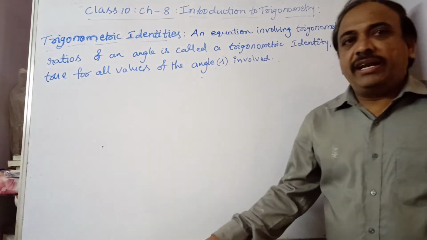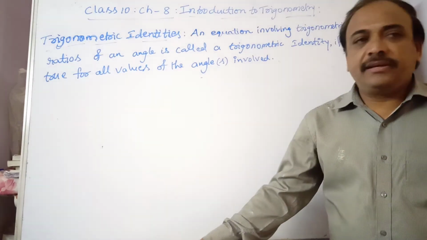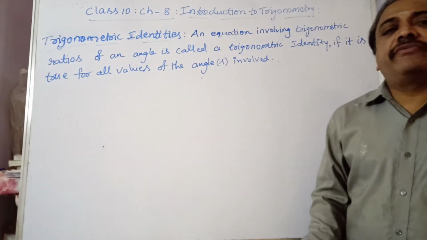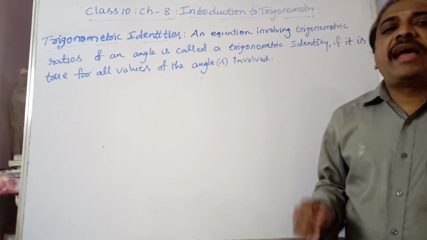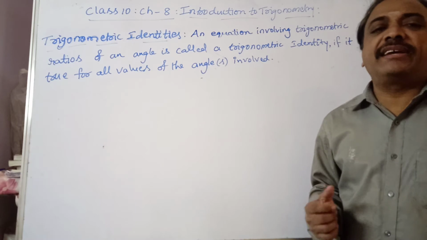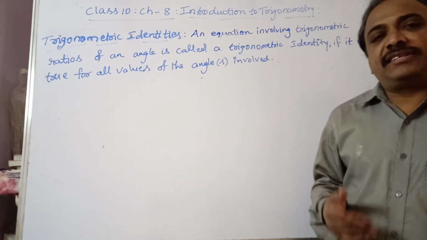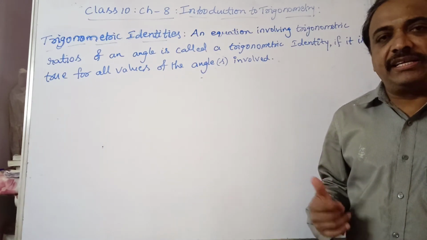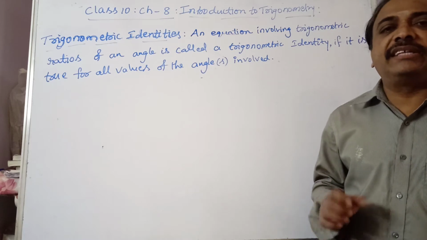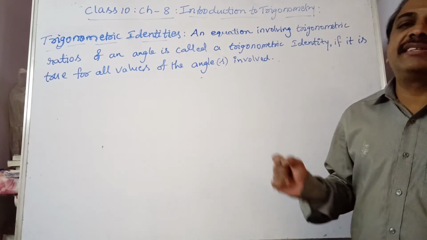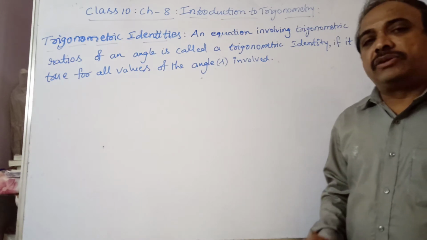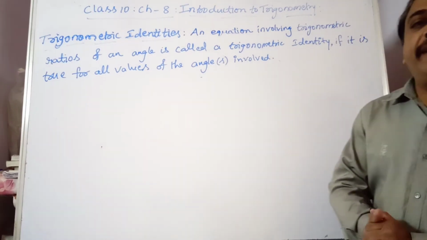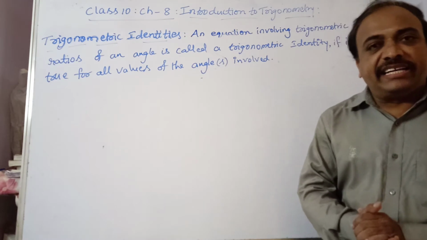I hope you are doing well these days. In the previous session we discussed the trigonometric angles and the ratios of trigonometric angles: sin 60, cos 60, sin 30 degrees, cos 45 degrees, tan 45, cosecant 90. These are all the values we have discussed, and we have seen its application part also. In today's session we are going to discuss trigonometric identities.